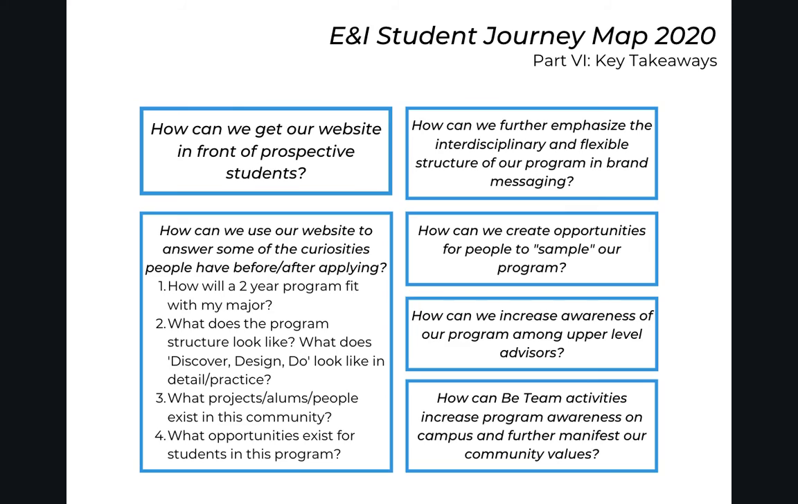How can we create opportunities for people to sample our program? So that kind of ties into word of mouth, is once people experience something, to give word of mouth, they have to experience something. So how can we increase awareness of our program among upper level advisors? And how can B-Team activities increase program awareness on our campus and further manifest our community values? So these are just a few takeaways from our customer journey map. Your customer journey could have 100 takeaways, it could have 2 takeaways, and prioritizing which ones are going to be most important to you is going to be really helpful in growing your venture.